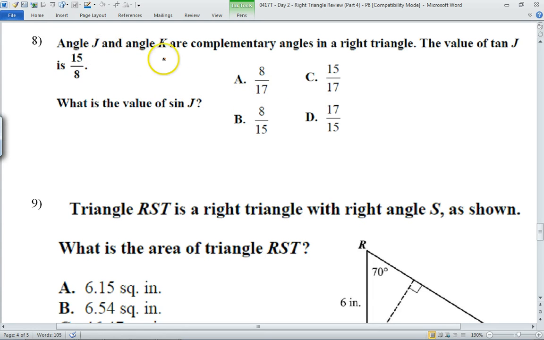Okay, angle J and K are complementary angles in a right triangle. The value of tangent J is 15 over 8. What is the value of sine J?